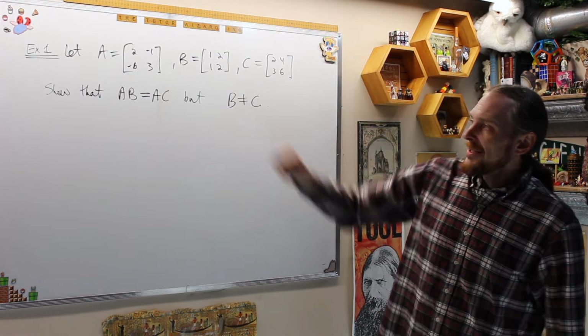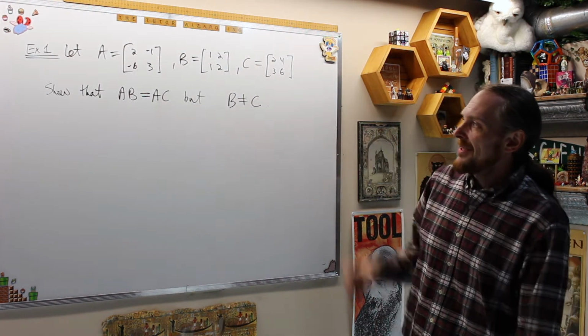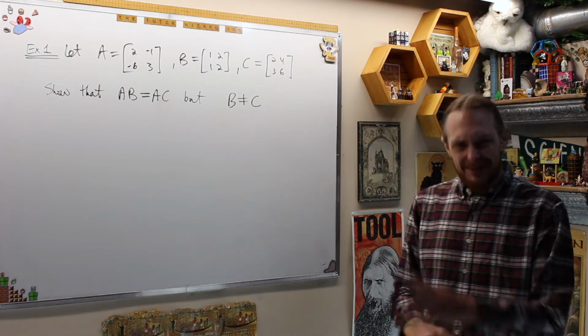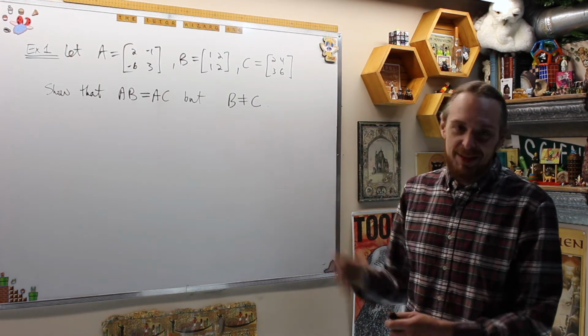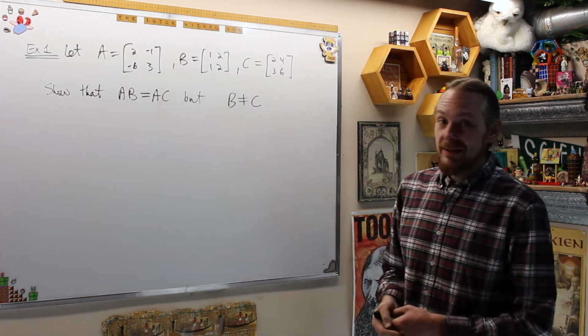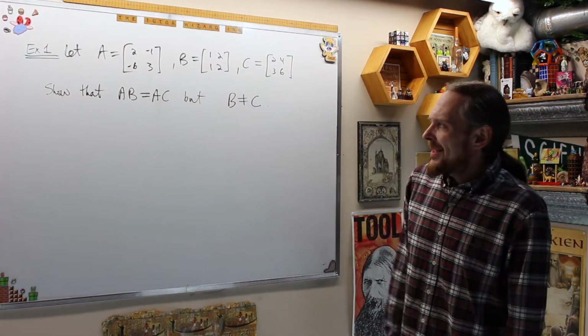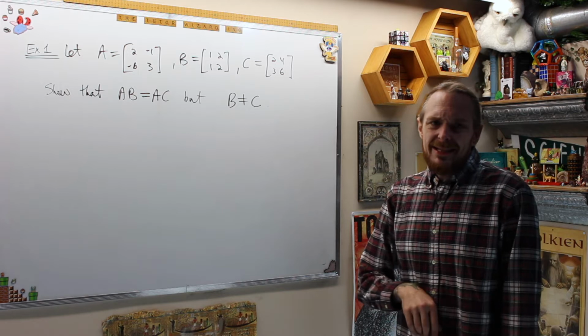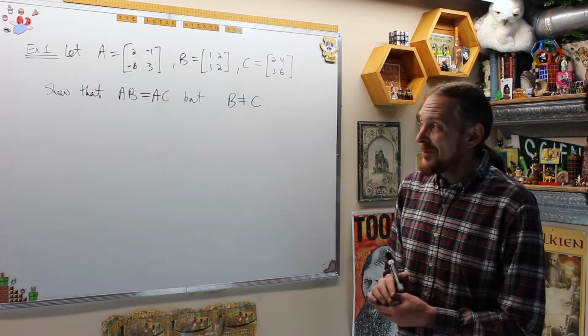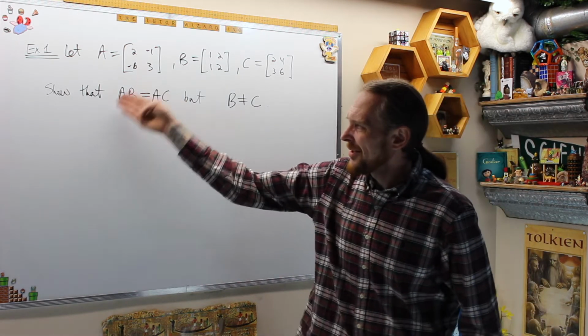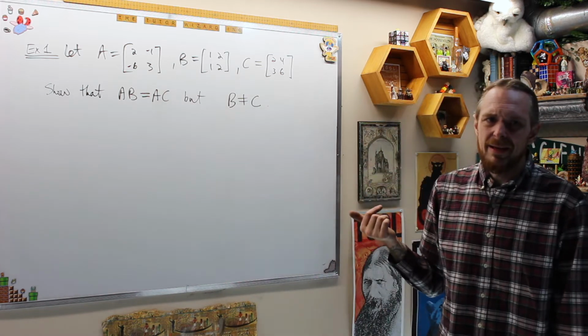Now let's do an example. What we're going to do is we're given 3 matrices, A, B, C, and in this example, I'm going to squeeze in one more property. Couldn't help myself. What we're going to do is show that AB equals AC, but B doesn't equal C. What that says in general is we don't have the cancellation property. We can't just cancel A.